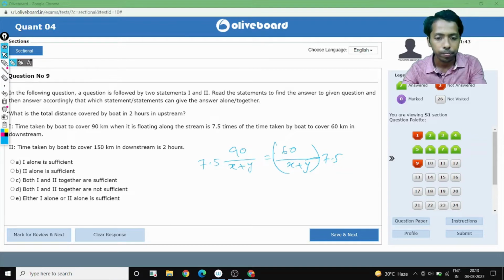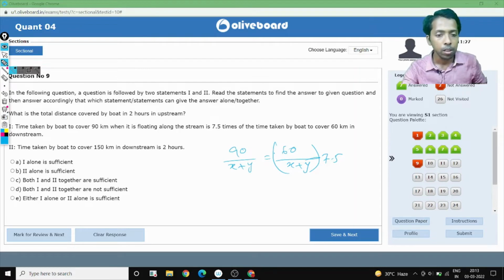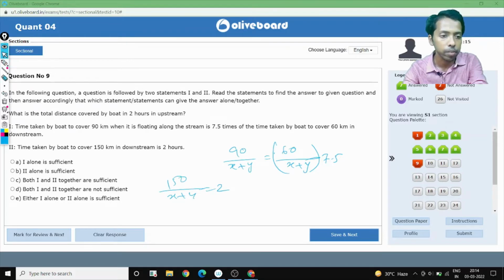Okay, this 7.5 comes in this side, and total distance covered. So, okay, so yes, x plus y, two variables, single equation, not possible. Time taken by boat to cover 150 km downstream, x plus y, 2. So two equations are needed here, right? Both together are sufficient, right?